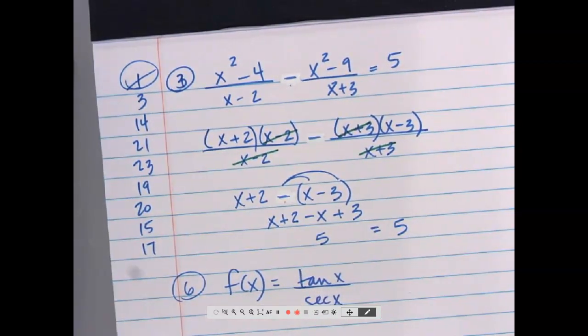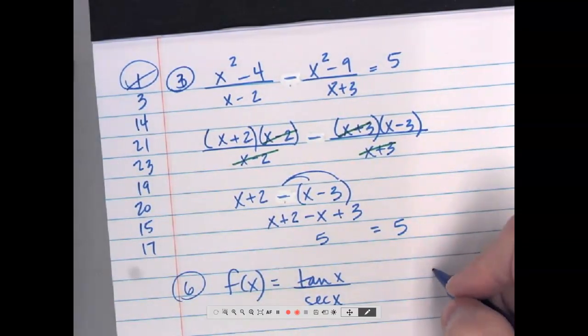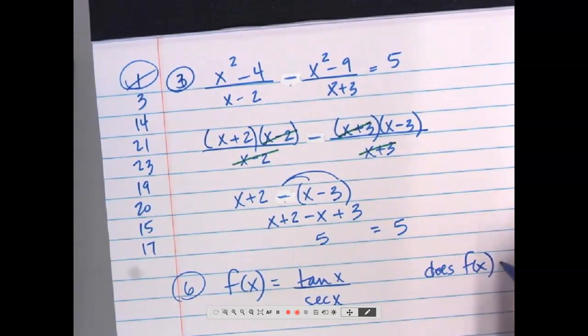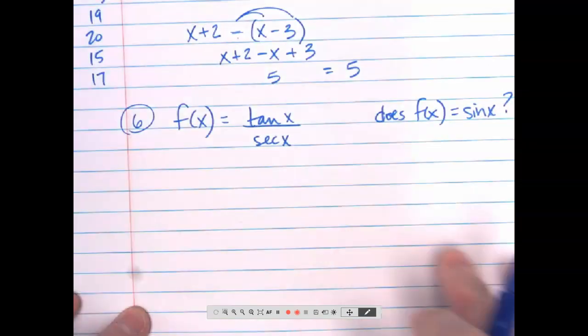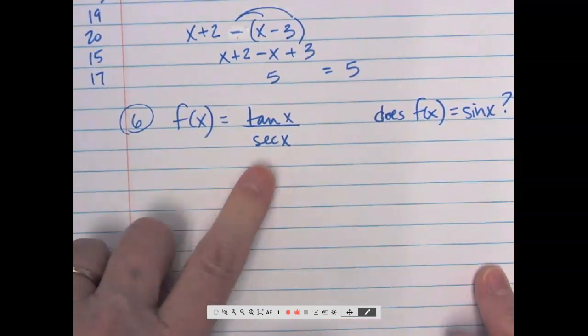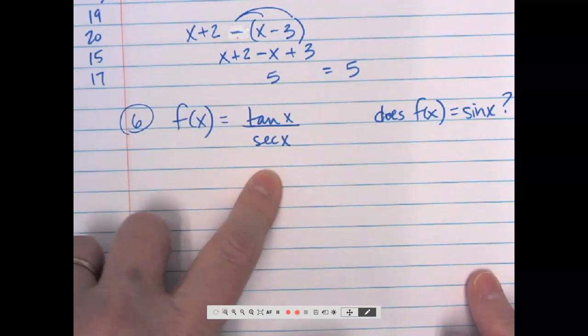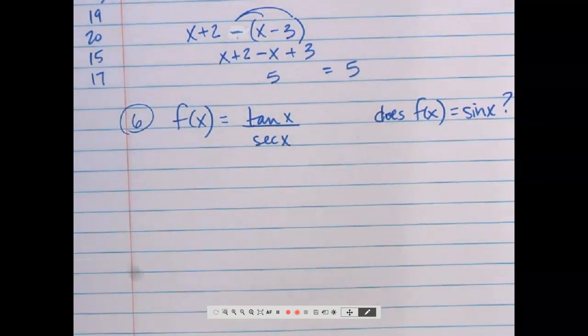Okay, so these directions are a little different. It says in 5 through 10, tell whether or not f of x equals sine x. So this is what we're being asked. Does f of x equal sine x? Okay, so basically we just want to simplify this, and we'll either simplify it down to sine x or we won't.